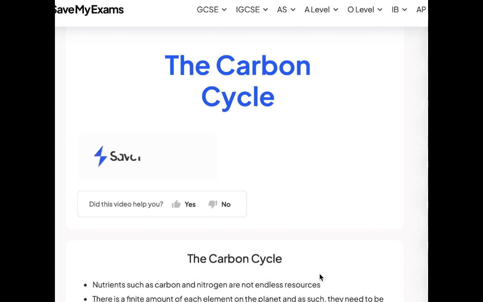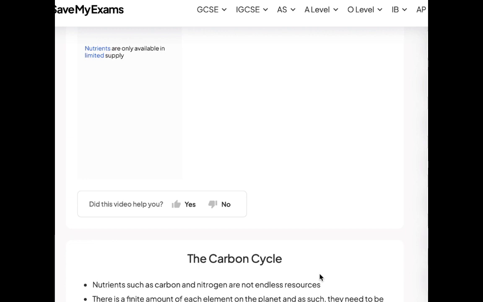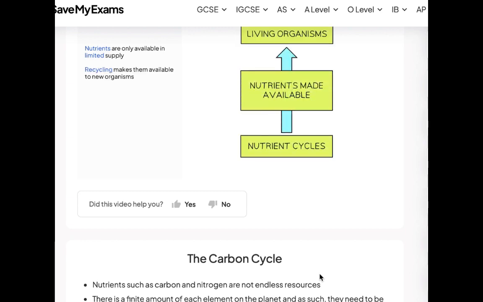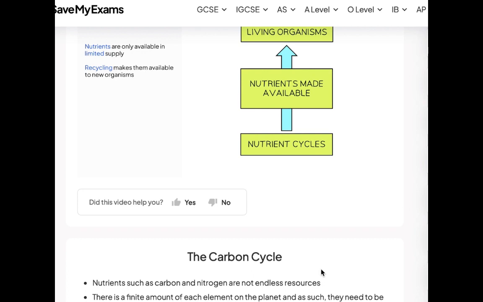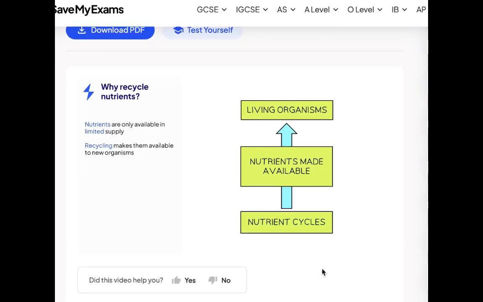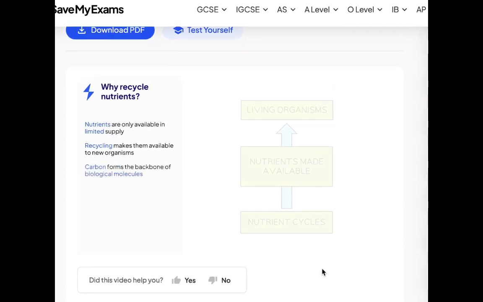This video is on the importance of the carbon cycle. Nutrients such as carbon and nitrogen are not available in unlimited supply, so it is important that they are recycled in ecosystems. This makes it possible for new organisms to exist and grow, which would not have been possible without nutrient cycles.